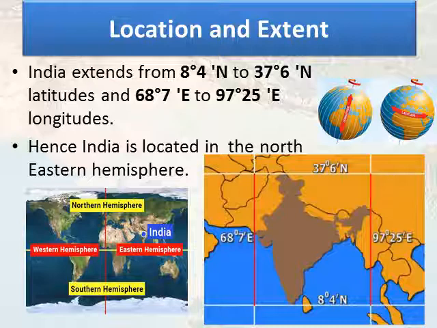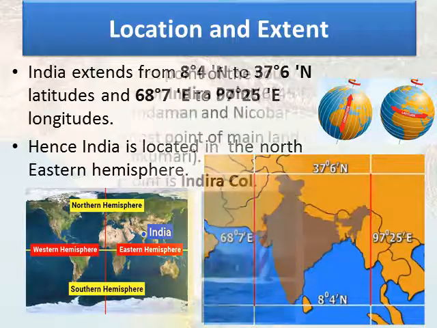The extent of India is from 8 degrees 4 minutes north to 37 degrees 6 minutes north latitude and 68 degrees 7 minutes east to 97 degrees 25 minutes east longitude. Dear children, hence India is located in the northeastern hemisphere.